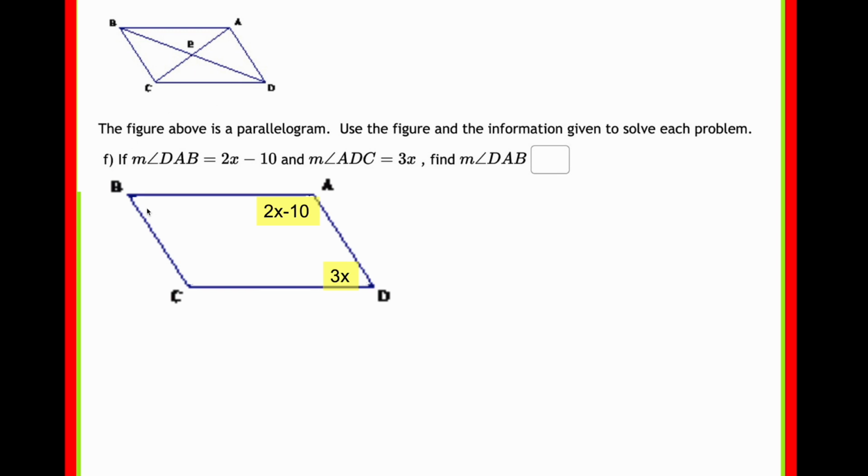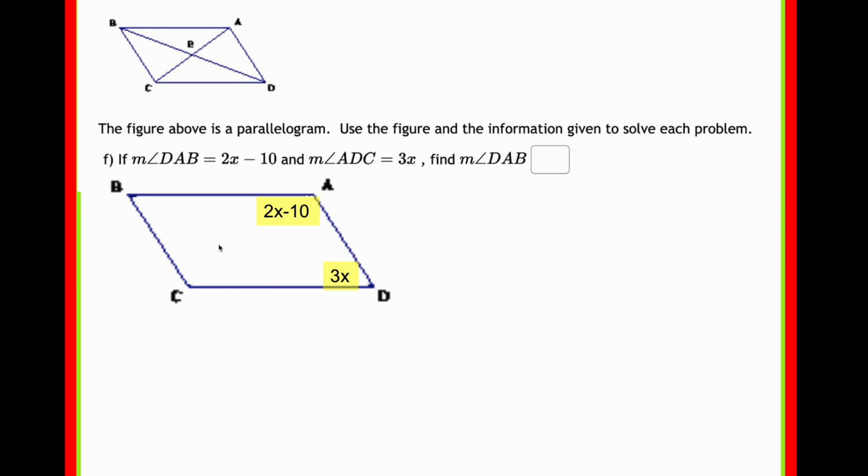We know that DAB. Notice how they start with the letter D. What matters is the center, the letter in the middle, A. That is your vertex right here. DAB is 2x minus 10. And AD, notice the letter D, C is 3x. Find the measure of angle DAB.